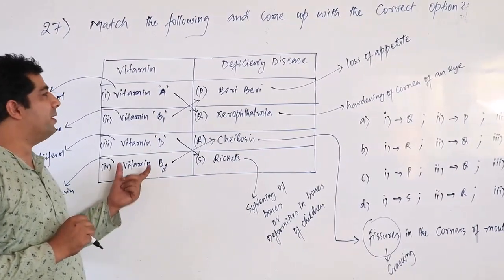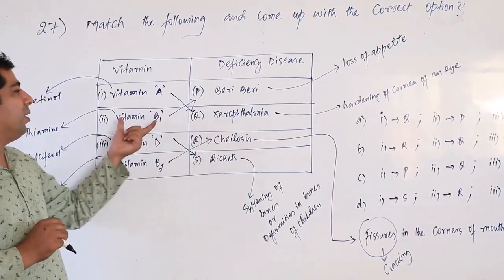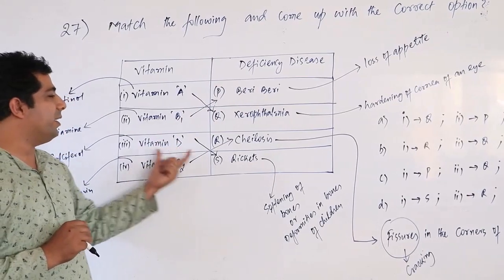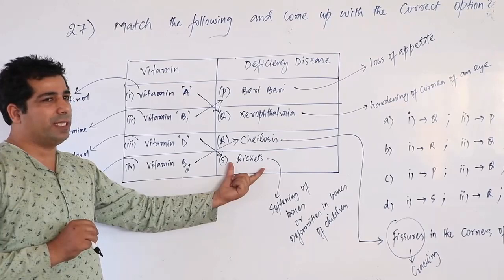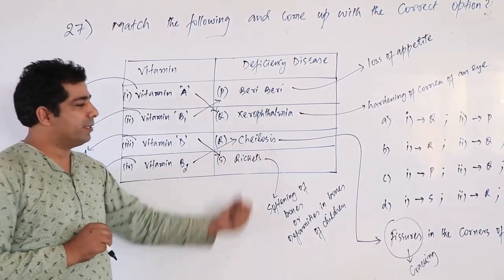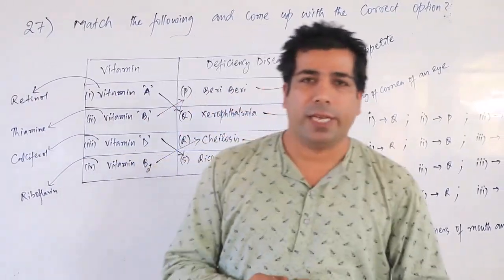Okay? So my dear friends, deficiency of vitamin A will cause xerophthalmia. Vitamin B1 will cause beriberi. Deficiency of vitamin D will cause rickets in children, and osteoporosis in the adults. And vitamin B2 will cause cheilosis, and cheilosis means fissuring in the corners of the mouth and the lips.